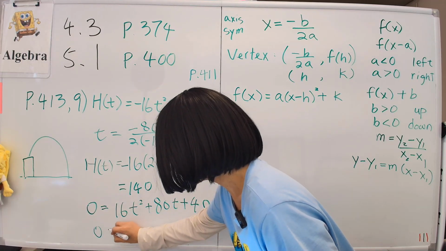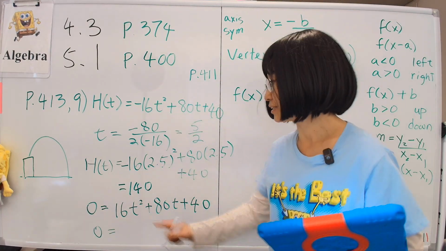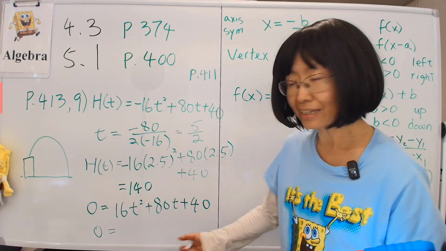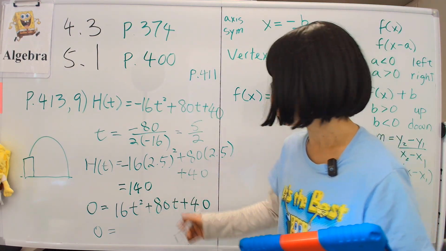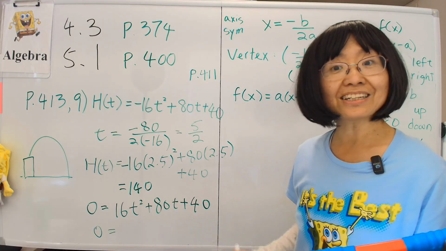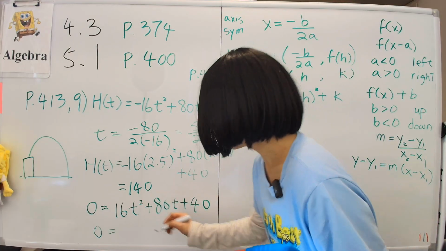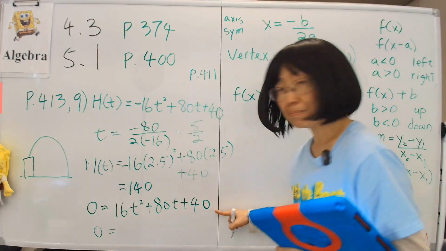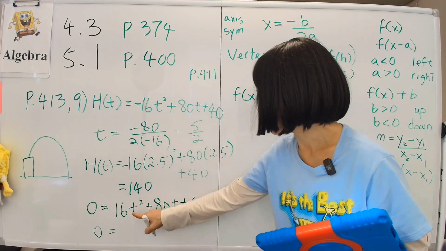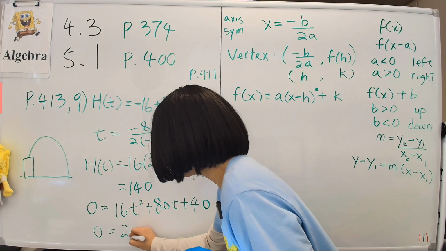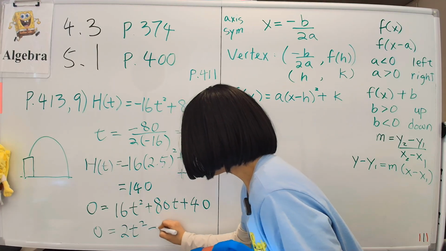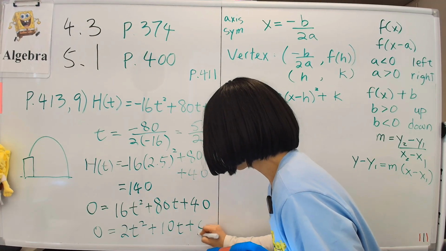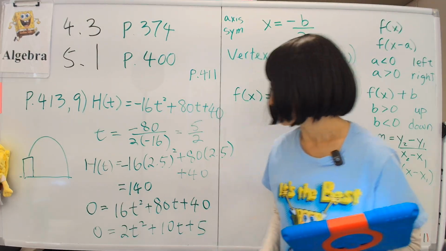This is a nice problem in the sense that the author set it up so that it's easy for us to clean up. In real life, it's not going to be nearly as clean, and we'll just do things the hard way. But right now there's a way to clean it, so we'll take advantage of that. Let's divide everything by 8 because there's a common factor here. Then we have 2t squared plus 10t plus 5, and that equals 0.